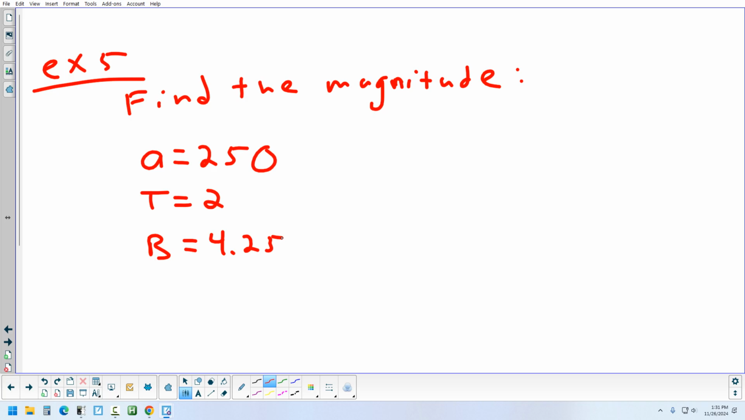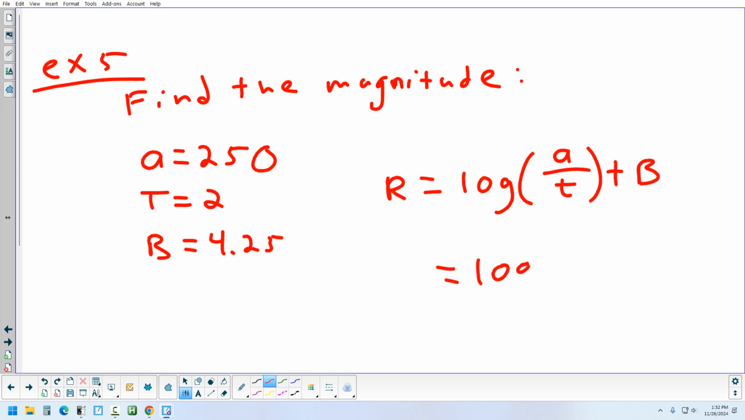Let's start with the formula. They use R for Richter scale. What is the formula that I need to plug into? R equals log of A over T in parentheses, plus B. Now it's just a matter of filling everything in. What's A in this case? 250. And T? 2. And B? Plus 4.25.